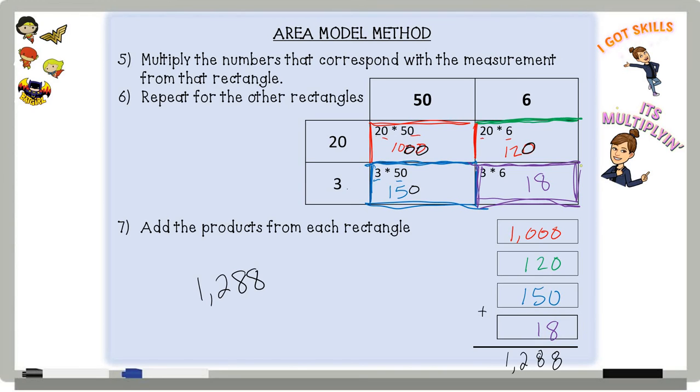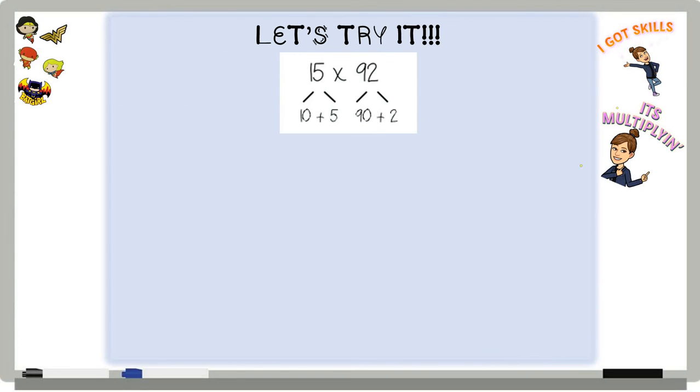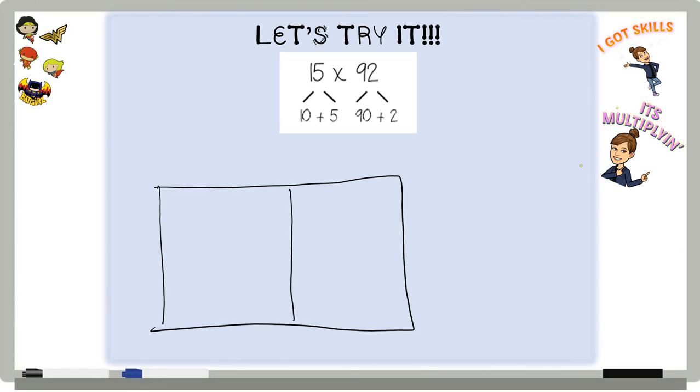All right, so now let's go ahead. You can pause and try this next one on your own, or you can work through it with me. It's up to you. All right, so first thing we had to split it into the expanded form. So 15 turned into 10 plus 5, and 92 turned into 90 plus 2. And then I'm going to go ahead and create my box. And again, I have 1, 2, 3, 4, so I need 4 spaces.